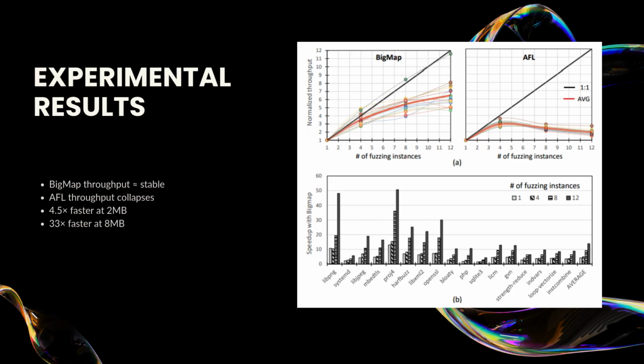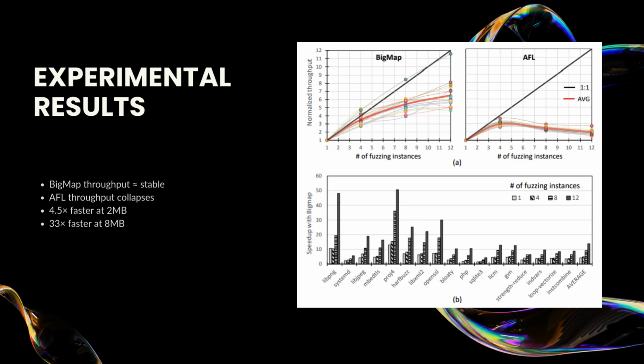The bottom graph shows the speedup of BigMap over AFL across benchmarks. As we increase the number of instances from 1 to 12, the performance advantage of BigMap grows. With 12 instances, BigMap achieves around 9 times higher throughput on average compared to AFL.